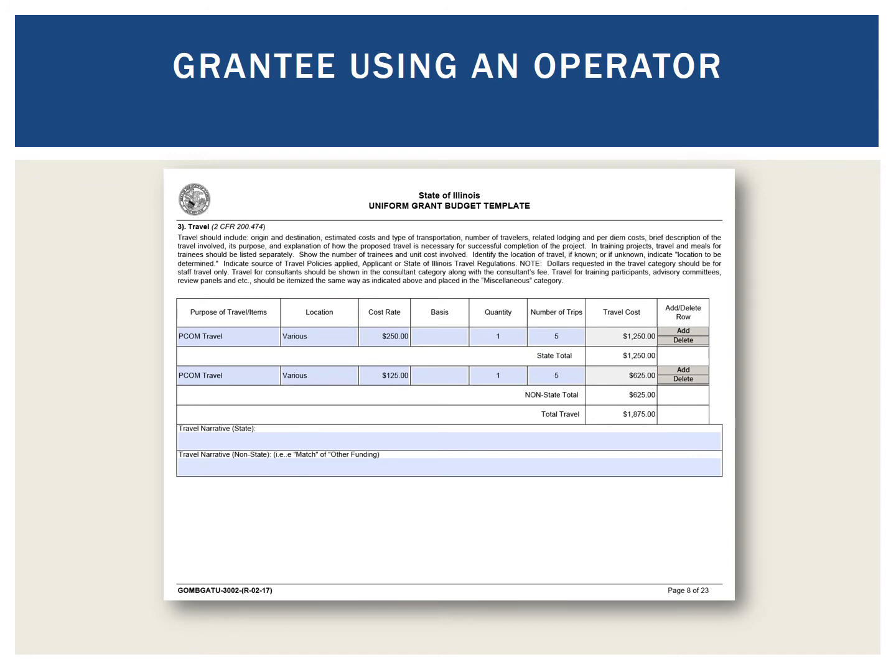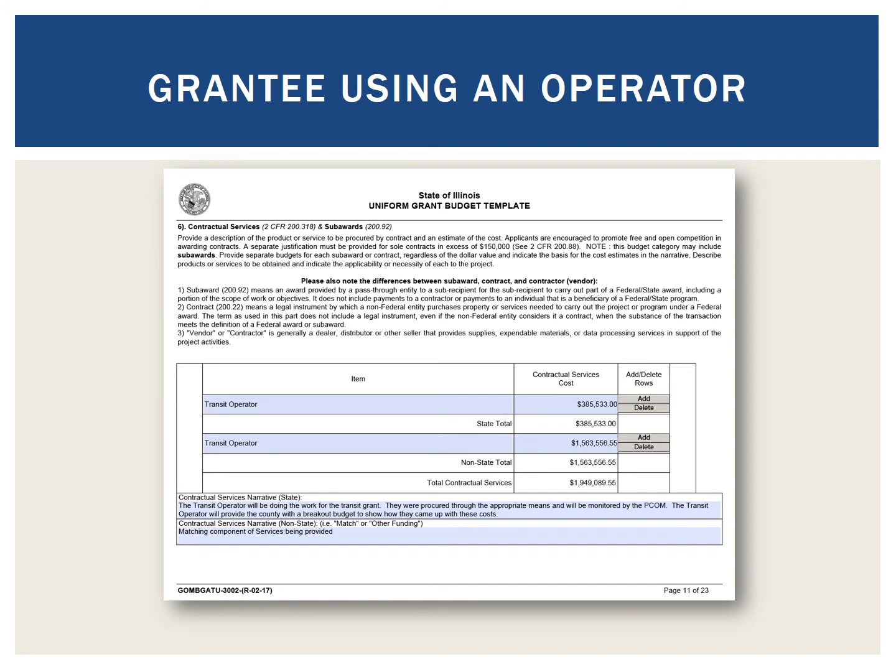Now heading to the travel expenses. The purpose listed is PCOM travel. The location is listed as various, as there may be multiple trips that PCOM takes throughout the year, albeit HIPTA, RTAC, or drug and alcohol training. Again, you may notice that there is that same split for both state and non-state, which can be found in the example.